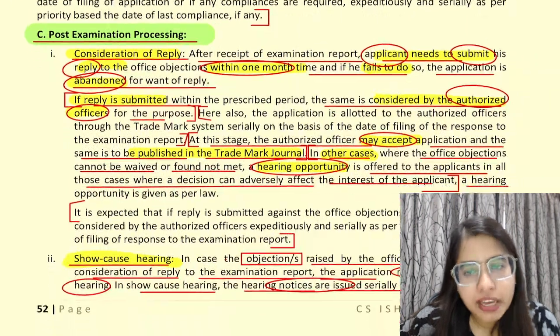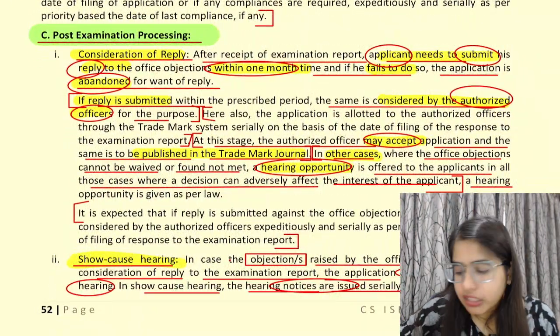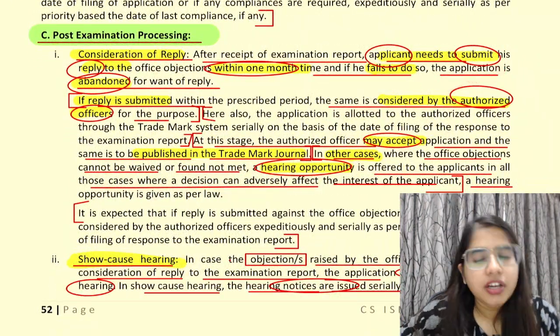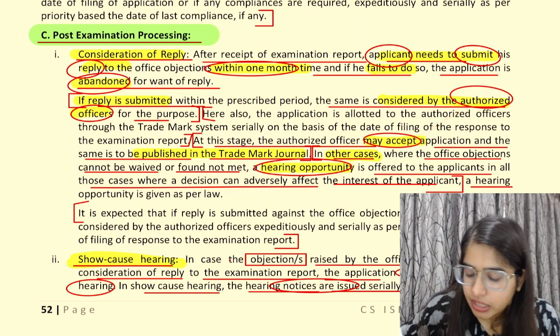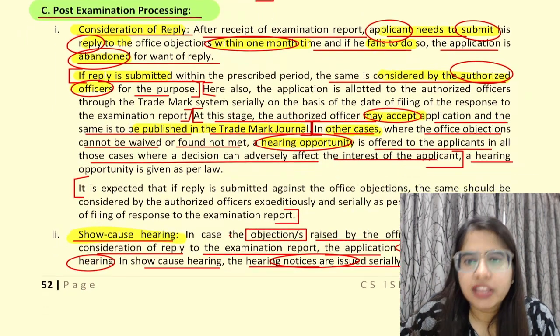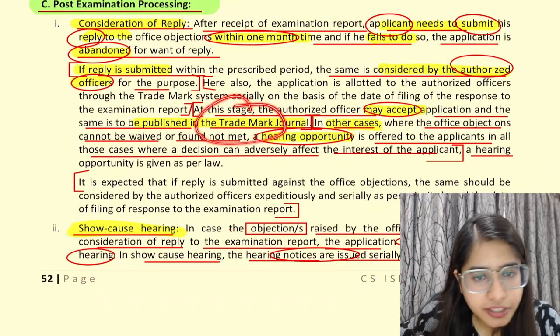However, if I do submit the reply within 1 month, they will consider my reply, and after my reply, if they are satisfied and everything is okay, and they accept my application, then they will publish it in the trademark journal.